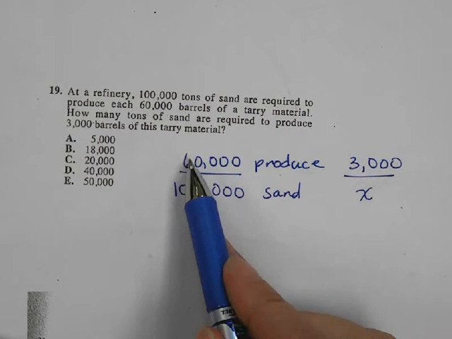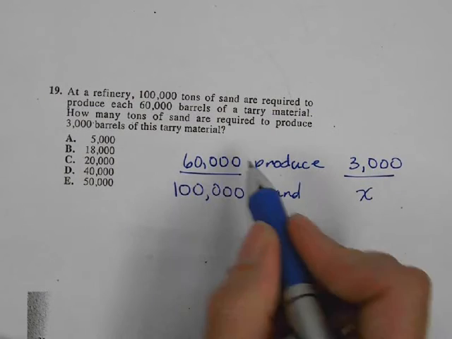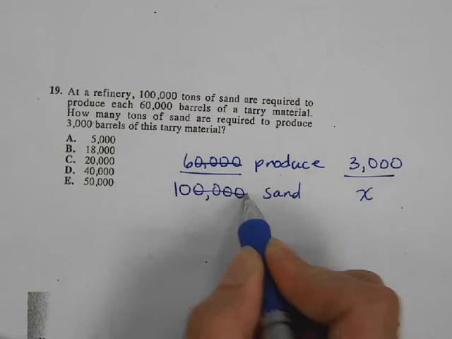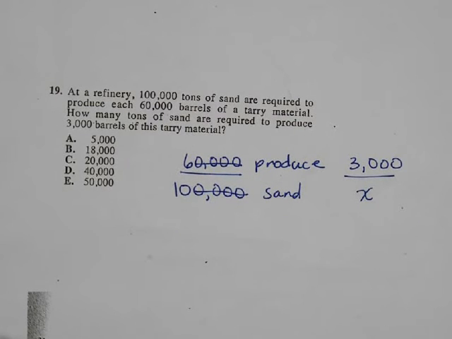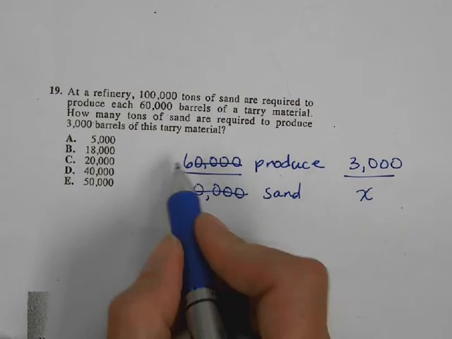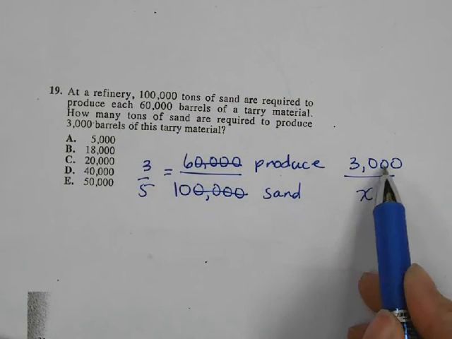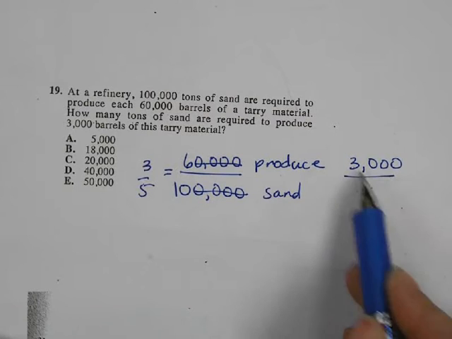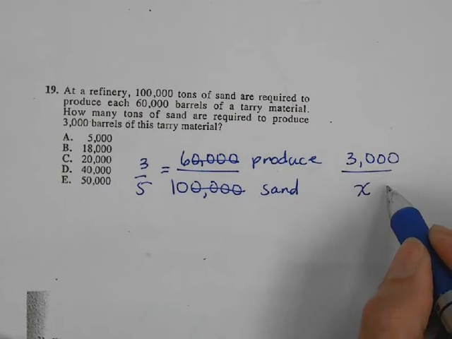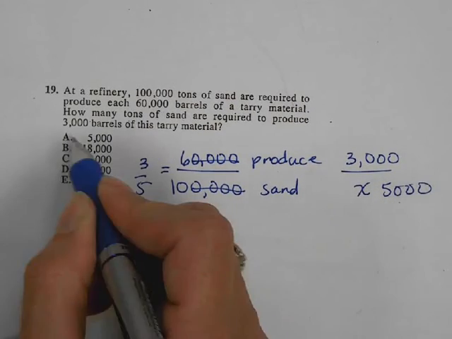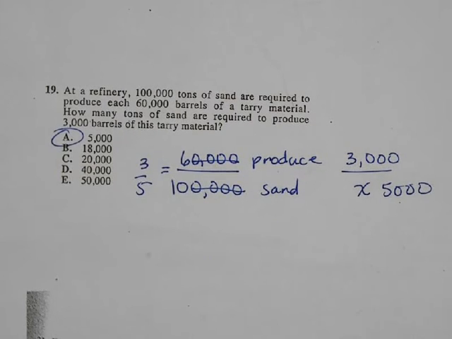So it looks like I'm getting 6/10 here. If I reduce this, cross out my zeros for a quick reduction, 6/10 is equal to 3/5. So instead of 3,000, since I have 3,000 here, I'm definitely going to want 5,000 on the bottom. Alright, that was actually basically just working the math and getting it.